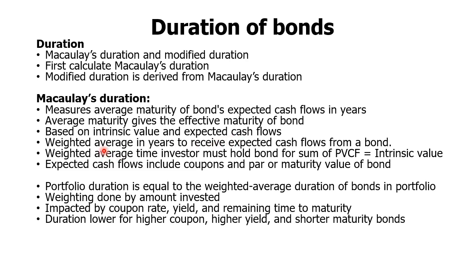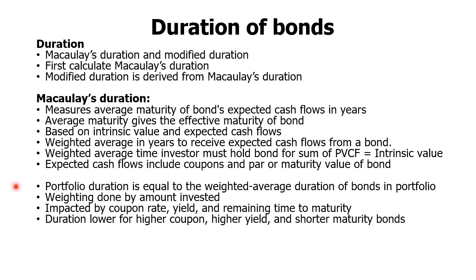Essentially, Macaulay's duration is the weighted average of time in years to receive the expected cash flows from the bond. Macaulay's duration gives you the weighted average time that an investor must hold the bond so that the sum of the present values of all the expected cash flows is equal to the intrinsic value of the bond. The expected cash flows include the coupons and the par or the maturity value of the bond. We'll discuss this soon when we understand the calculations.